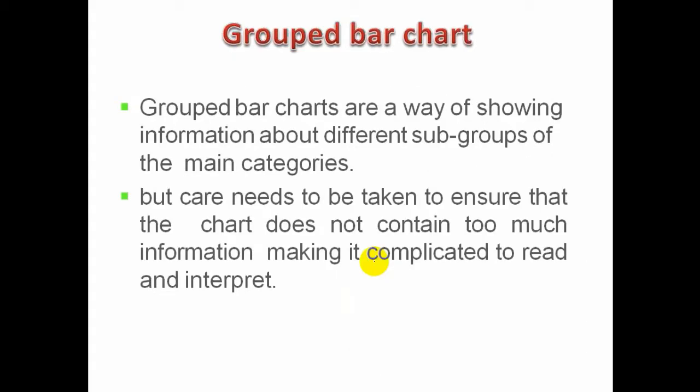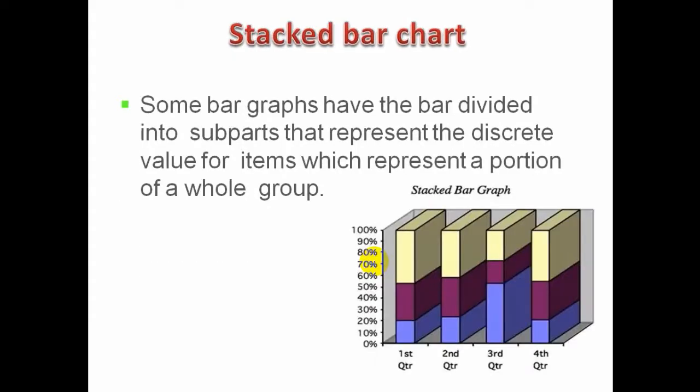Group bar charts are a way of showing information about different subgroups of the main categories. But care needs to be taken to ensure that the chart does not contain too much information, making it complicated to read and interpret. Now, stacked bar chart.